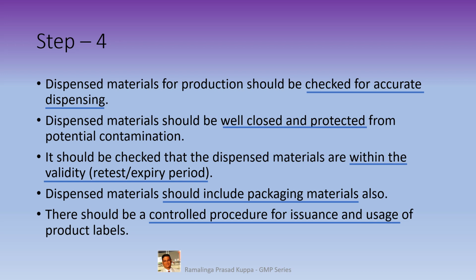There should be a controlled procedure for issuance and usage of product labels. Product labels are like check leaves. They can be misused if not handled carefully. There should be a balance sheet for reconciliation of labels. The reconciliation data should have the details of number of labels issued, number of labels used, number of labels returned for any justifiable reason, and number of labels destroyed, etc. The total count should be reconciled.